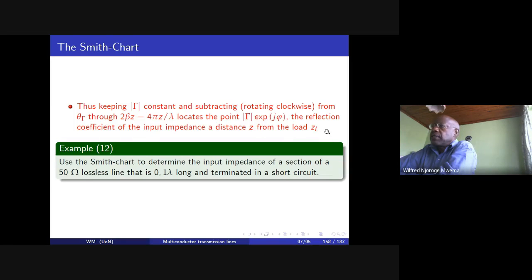So, for example, use the Smith chart to determine the input impedance of a section of 50 ohm lossless line that is 0.1 lambda long and terminated in a short circuit.